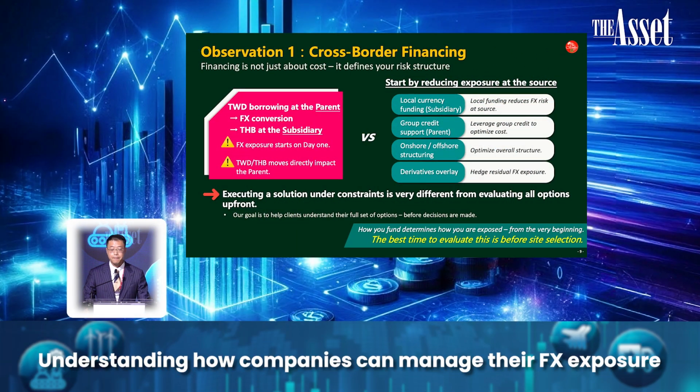First, financing. When you found an overseas operation, you have two basic choices: borrow at home and convert, or borrow locally in the market you are operating in. But most companies default to borrowing at home. It's familiar, it's easy. But at the moment you convert, you carry FX risk from day one. That volatility goes straight to the parent's P&L. So borrowing locally deals with that risk at the source, but it comes with a cost.